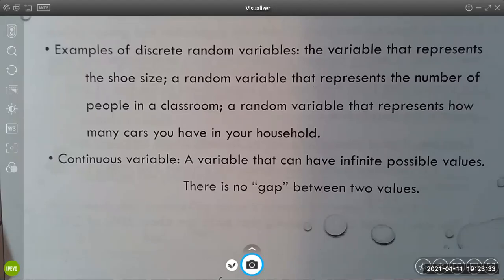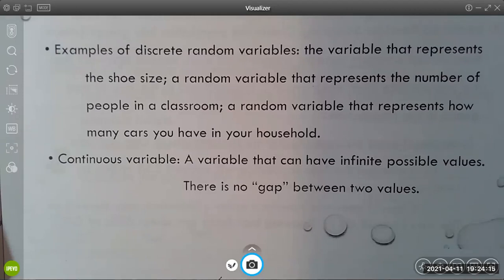Next one, a random variable that represents the number of people in a classroom. This one is even easier to identify as a discrete variable, because no matter how many people are in the classroom, no matter how big the classroom, it cannot hold an infinite number of people. The number of people in there is a finite number. That means this variable can only take a finite number of values. Maybe it's just 10, maybe 100, maybe even 1,000 in a big conference room. But 1,000 is still a finite number. You're not going to have countless people in the classroom.